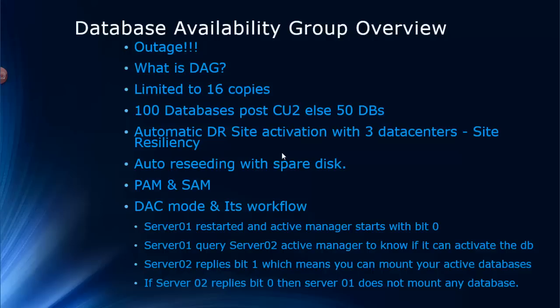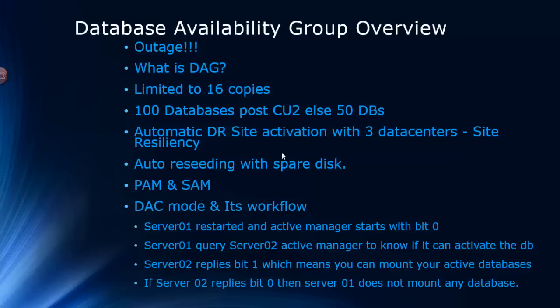The DAG has a limit of 16 copies of one database, because we believe 16 copies is good enough. I have not seen anyone having 16 copies. The maximum I've seen is 6 copies of any database, no matter how big or small the database is. 6 copies have been good enough for production as well as the DR site. But just in case, if any organization has a need or has 10 data centers or 8 data centers, they can keep 2 copies in every data center.